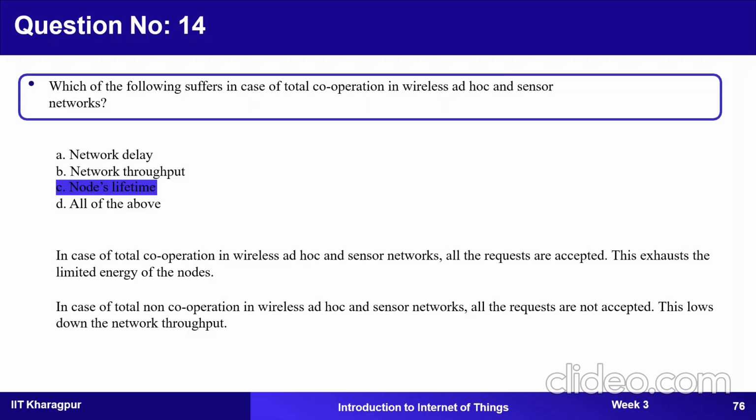So this is what I have discussed, that in case of total cooperation in wireless ad hoc networks and sensor networks, all the requests are accepted. This exhausts the limited energy of the nodes. However, in case of non-cooperation in wireless ad hoc and sensor networks, all requests are not accepted. This slows down the network throughput.